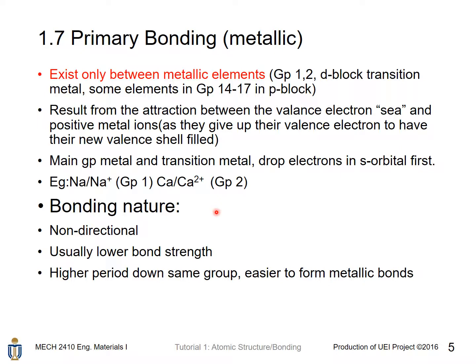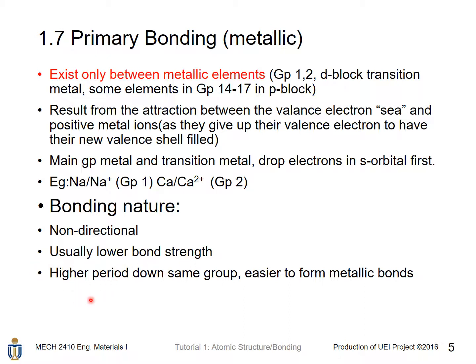Bonding nature: because there are quite a number of electrons and quite a number of metal ions, the attractive force is everywhere and it is non-directional, and usually the bond strength is lower.